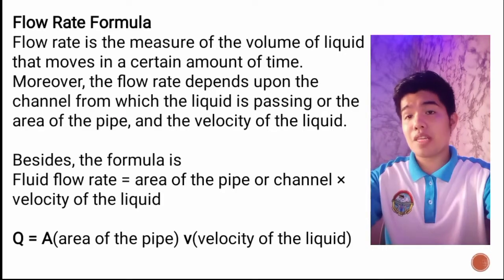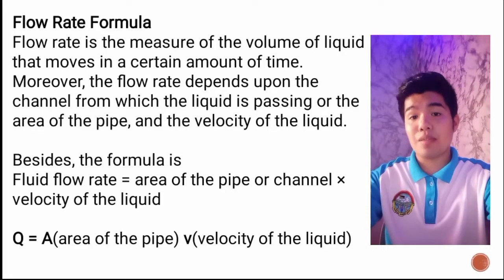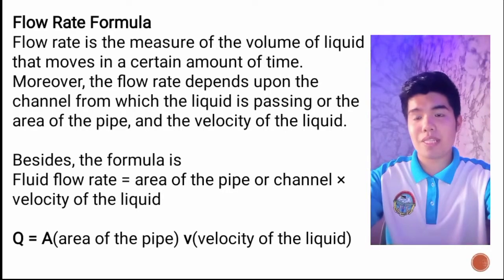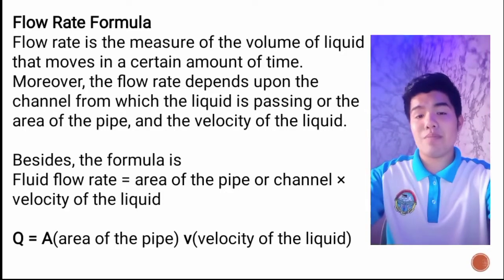Flow rate is the measure of the volume of liquid that moves in a certain amount of time. Moreover, the flow rate depends upon the channel through which the liquid is passing, or the area of the pipe, and of course the velocity of the liquid. Besides, the formula is: fluid flow rate equals the area of the pipe or channel multiplied by the velocity of the liquid. Then we get the equation Q = A times V.